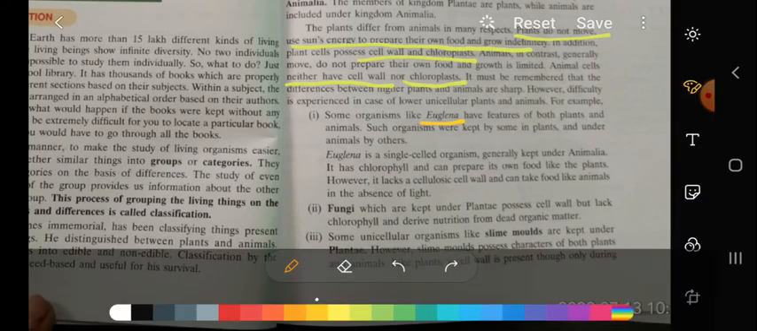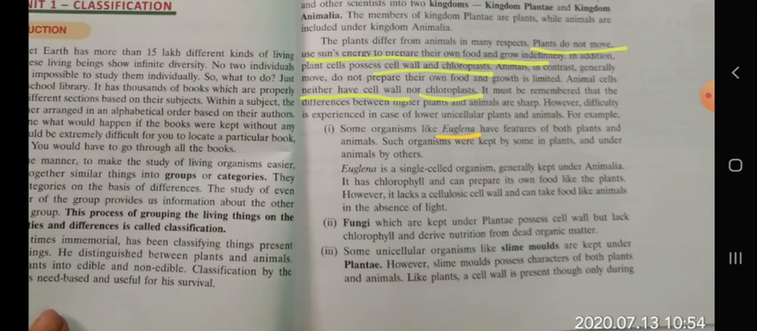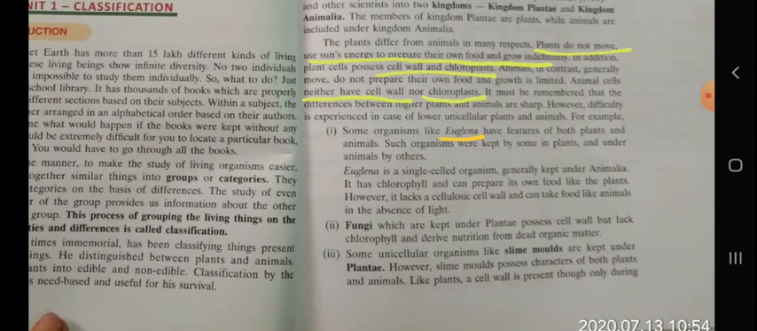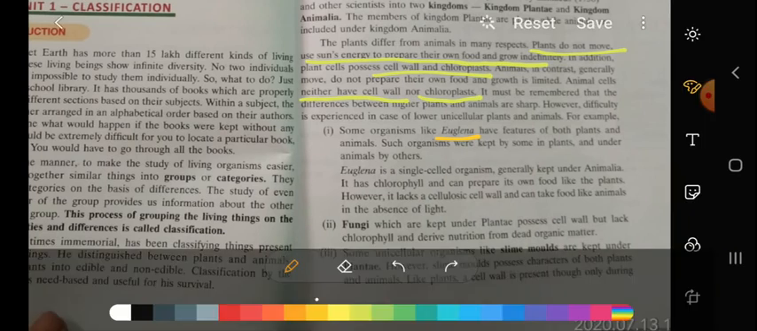Now we move on to fungi. Fungi, which are kept under plantae, possess cell wall but lack chlorophyll and derive nutrition from dead organic matter. Again, there is confusion in the characteristics of fungi, which are kept in plantae kingdom, whereas they possess some of the characteristics of kingdom Animalia. Okay, the confusion remains. Some unicellular organisms, like slime molds, are kept under plantae. However, slime molds possess characters of both plants and animals.